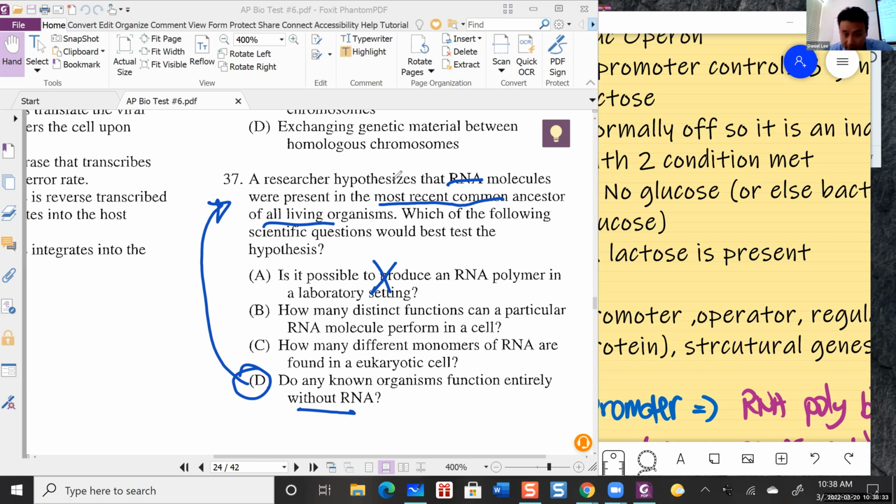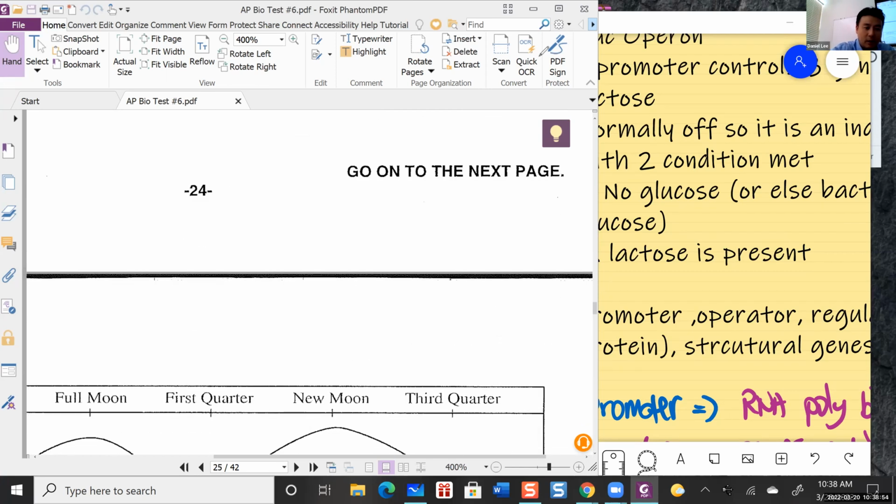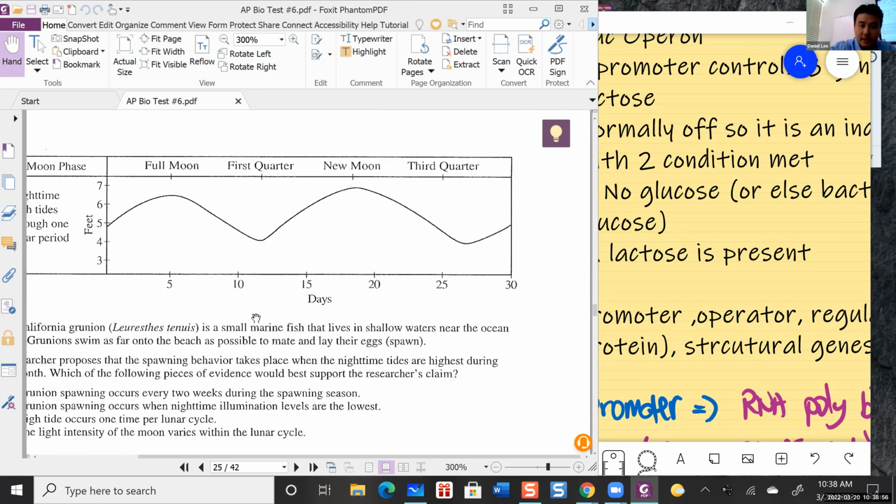If RNA is found in the most recent common ancestor of all living things, what if you find an organism that functions entirely without RNA? Then you can refute this, right? That it is not found in the recent common ancestor. There are actually organisms alive that don't have RNA, right? So that's the most relevant, whether you want to go against the hypothesis or for the hypothesis. All right, let's look at the next one.